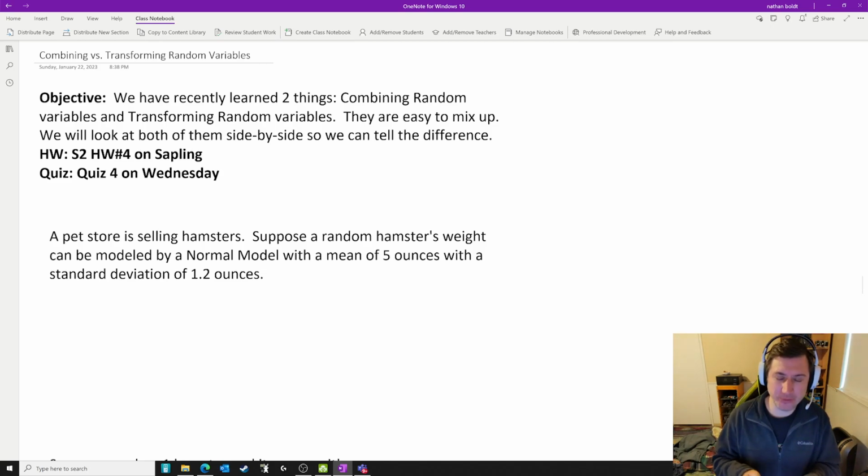That way you know, wait, do I add the standard deviations? Do I multiply this? Do I add this? How do I get the means? They have some pretty easy rules, but because they're easy, it's easy to get them mixed up. And so we're going to do them side by side so we can see them both in action and see the nuances and the differences between them.